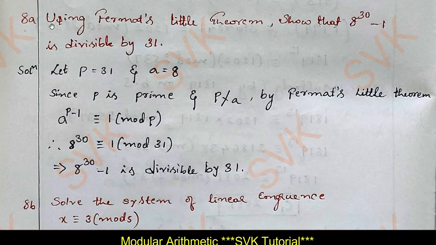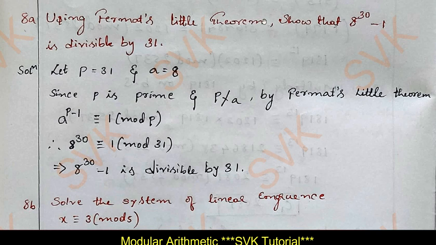In this video, I am going to continue with the solution of model question paper 2 with question number 8A, which is of module 4, and the topic name is Modular Arithmetic. So here is the question. Using Fermat's little theorem, show that 8 power 30 minus 1 is divisible by 31.